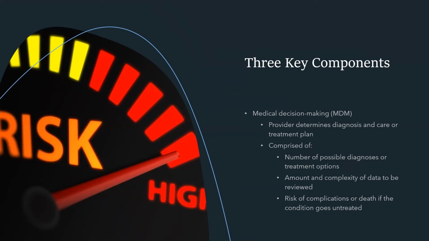The MDM for a patient with anxiety includes the number of possible diagnoses, such as anxiety, heart palpitations, or any other possible complications, any labs, imaging services, or other healthcare services that should be performed or reviewed, and the risk of complication if the anxiety and heart palpitations are left untreated.